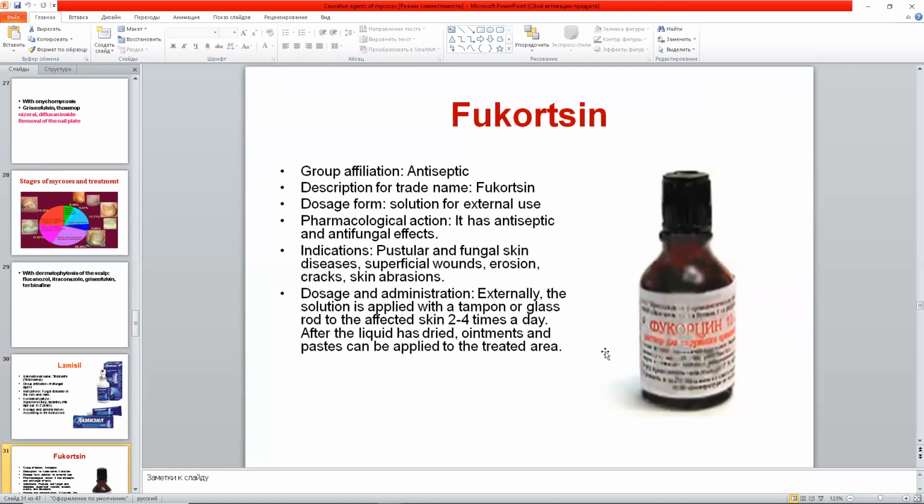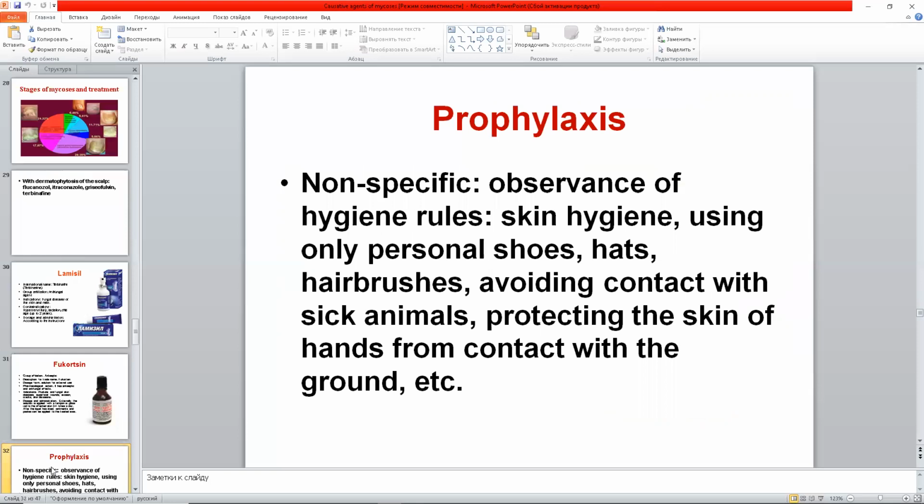Flucarcin is used as an antiseptic, and it is a solution, and we have to place it on the skin and superficial wounds, erosions, and skin abrasions, flucarcin, to avoid fungi multiplication. Prophylaxis. Non-specific prophylaxis. A vaccine is not developed, of course, and just observance of hygiene rules.